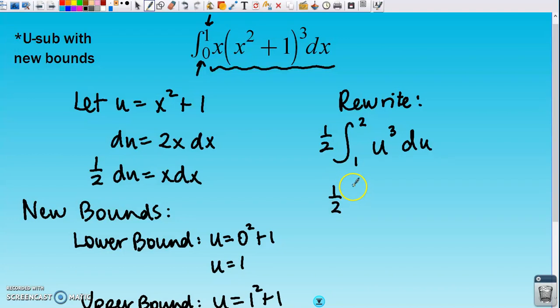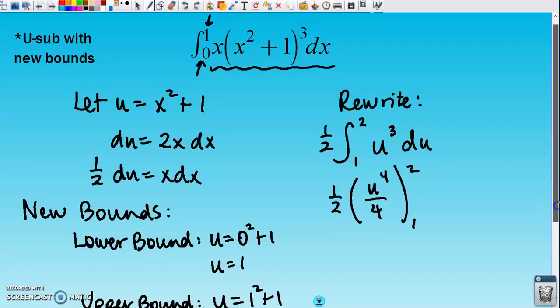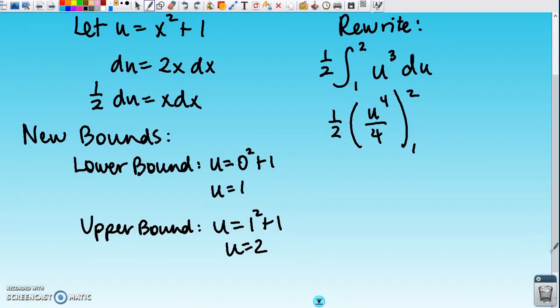So 1/2 u to the 4th over 4. I no longer need a plus c because it is a definite integral, but I'm evaluating from 1 to 2. So from here, I treat this with the first fundamental theorem of calculus like I normally would. Actually, if you want to, go ahead and make that u to the 4th over 8, evaluated from 1 to 2. I just distributed the 2.